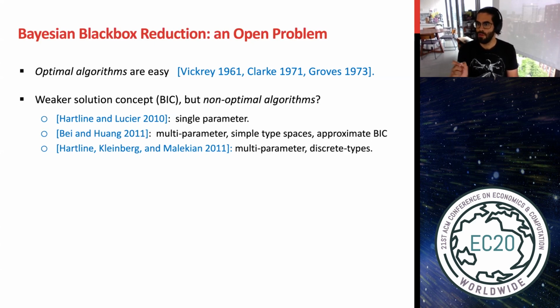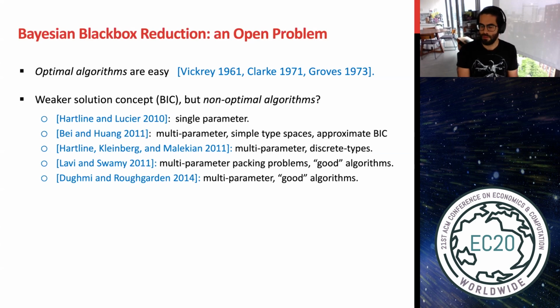So both of these works basically solve the Bayesian black box reduction for the general multi-parameter setting when you allow epsilon BIC, meaning that you don't say the truth telling is a Bayes-Nash equilibrium of this game, you can just say it is an epsilon Bayes-Nash equilibrium. No one is going to benefit more than epsilon from a deviation from truth telling. And for a special case of the problem, there are known Bayesian black box reductions.